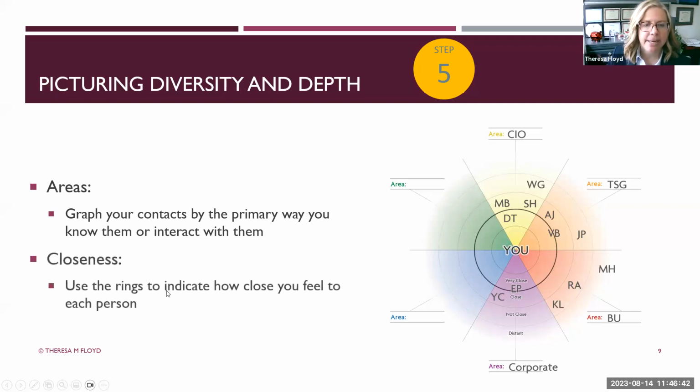And then based upon your closeness score, you use the rings to indicate how close you feel to them. Very close would be right inside this ring, right next to your ring. And then you'll see close, not close, and distant. So distant contacts would be out here.